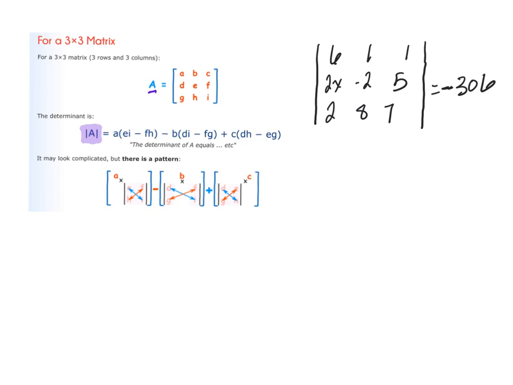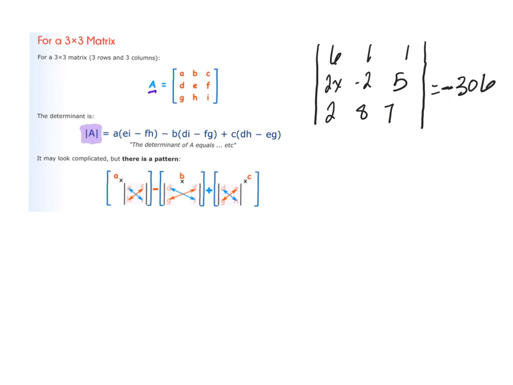So it says it equals A times (EI minus FH) minus B times (DI minus FG) plus C times (DH minus EG). All that tells me is what I'm multiplying together to get my determinant. It looks really complicated because it's all letters, and I know how you guys feel about letters, but there is a nice little pattern to it. I'm going to explain that now.